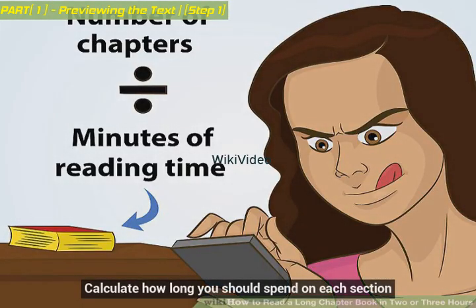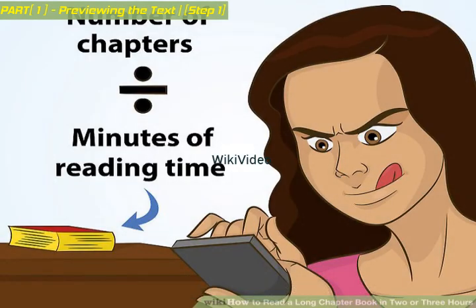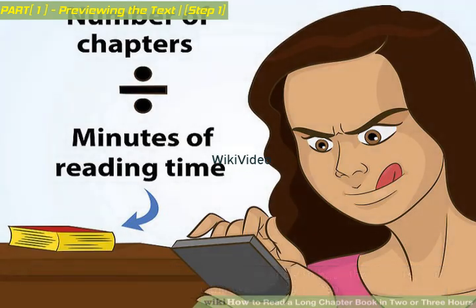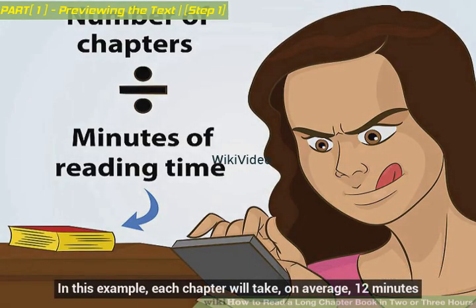Calculate how long you should spend on each section. For example, if there are 15 chapters and you have 3 hours, you should divide 180 minutes by 15. In this example, each chapter will take, on average, 12 minutes.